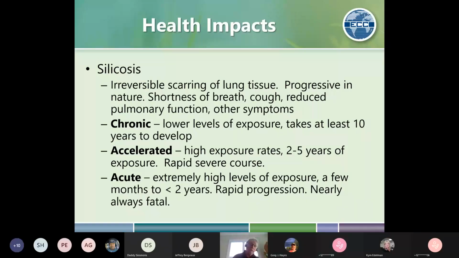And then there's acute silicosis, and that can be caused by extremely high levels of exposure over a relatively short time. That's rapid progression. And you'd see this with people that handle silica flour, which is, the base material is a very, very fine powder, and that can lead to pretty high exposures to respirable silica.